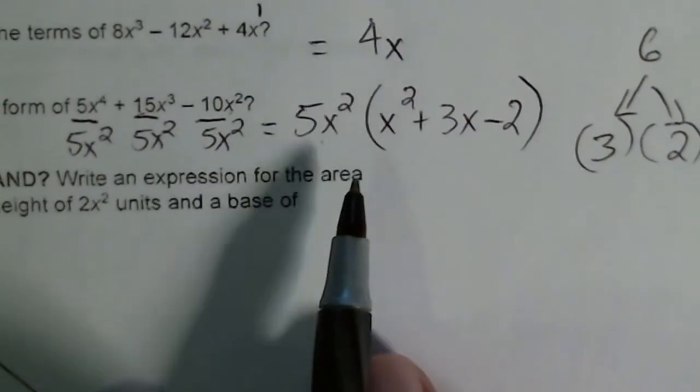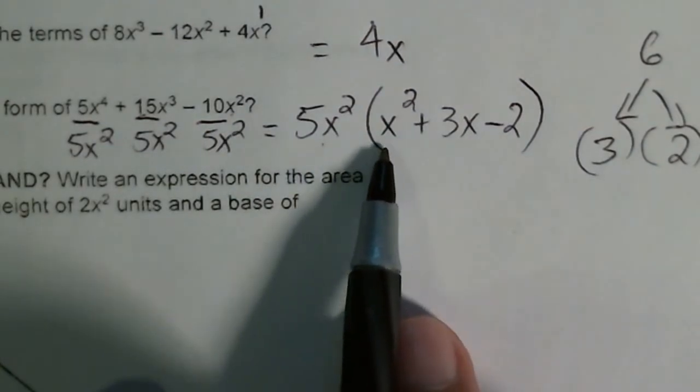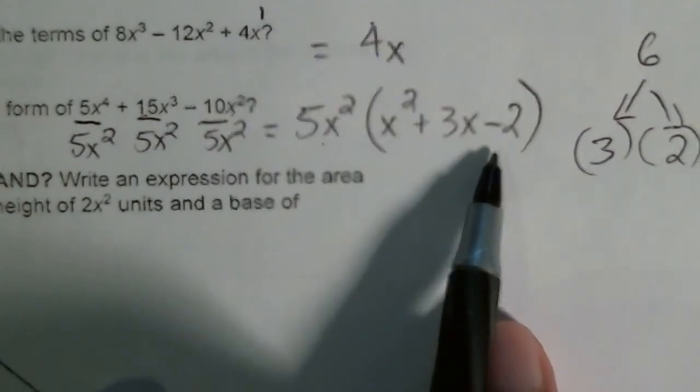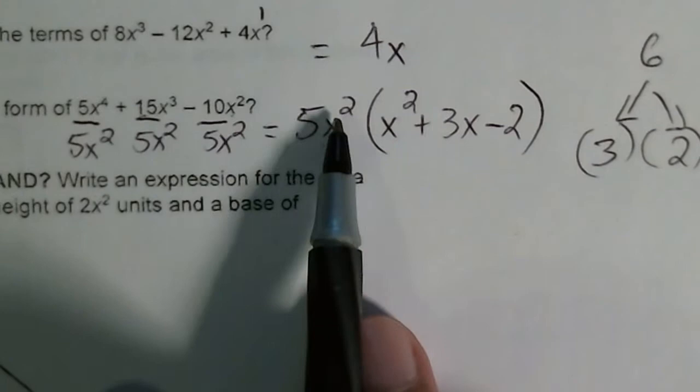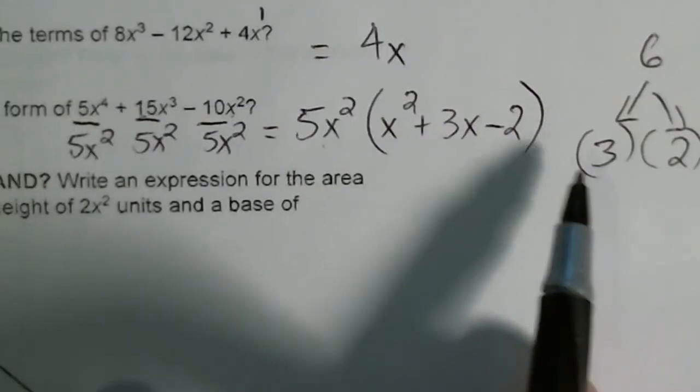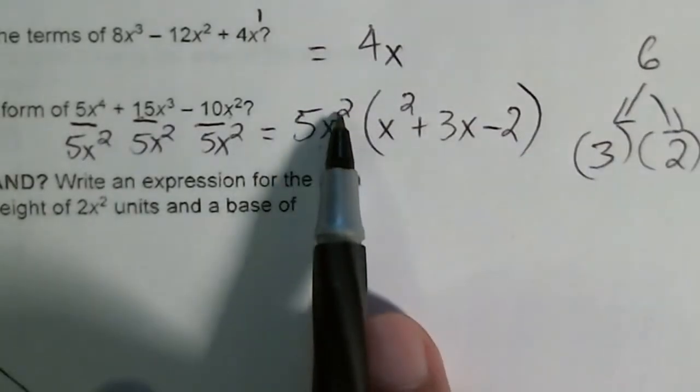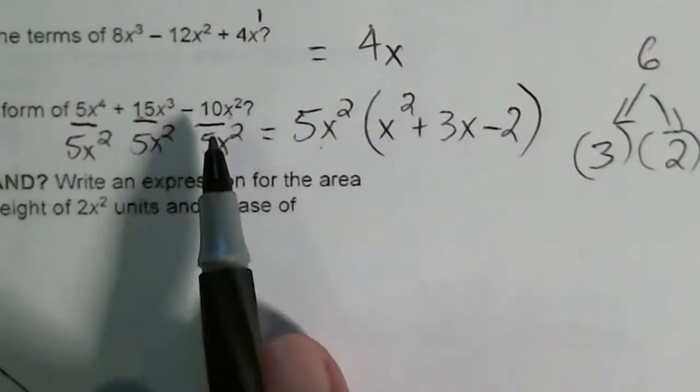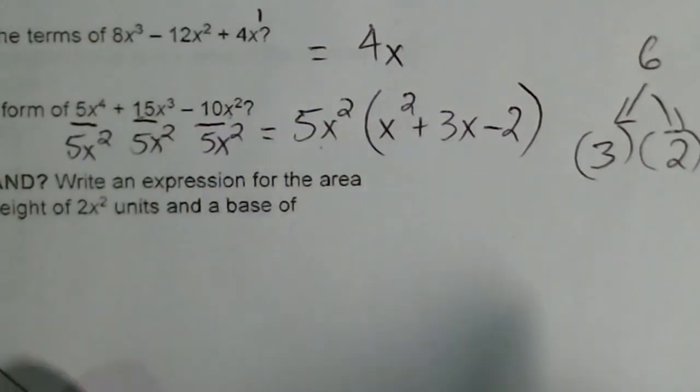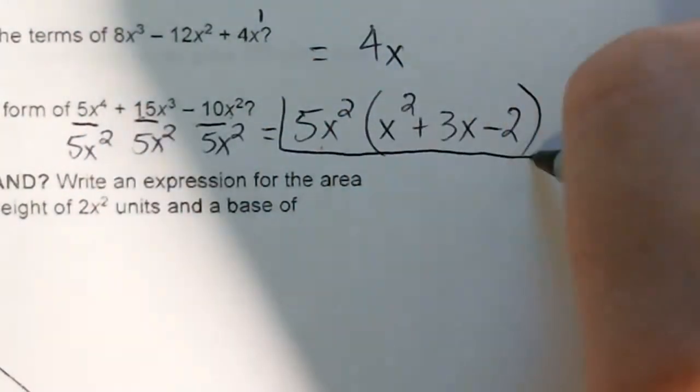Okay, so my factored form is 5x squared times x squared plus 3x minus 2. So this is like my 3, and this guy is like my 2. 3 times 2 is 6. 5x squared times all of that gets me back to the original problem. So this is my final answer.